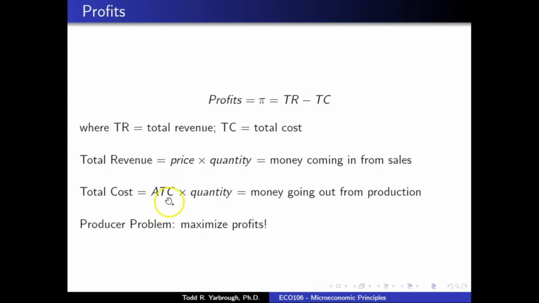Total cost is going to be, we're going to call this average total cost for now. Don't worry too much about this, but we're going to say average total cost times quantity is equal to total cost. Again, this will make more sense later on, but for now, just put this into your filing cabinet in your brain. Total cost is equal to average total cost times quantity. This is just the amount of money that I pay for my production. So all the labor units, all the capital units, all the things that I need to make my product, that's my total cost. So my profits are simply all the money I have coming in from the sale of my product minus all that I had going out. That is the cost of my product.